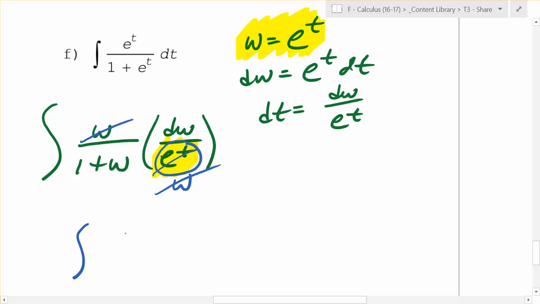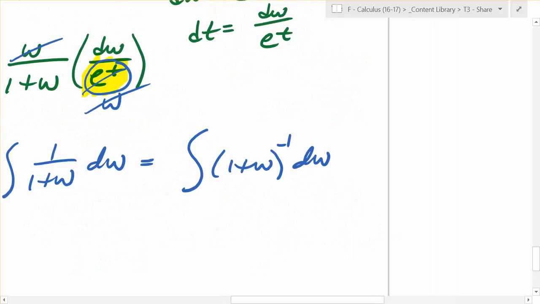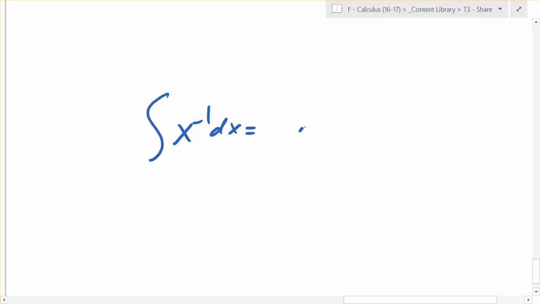The integral of what? dw over 1 plus w. So 1 over 1 plus w times what? dw over 1. So what is that? That is the integral of 1 plus w to the what power? Negative 1. Can you tell me what the integral of that is? If I just gave that to you right there without any preamble, you'd know instantly what the integral of that is. What's the integral of x to the negative 1, everybody? ln of the absolute value of x, plus c, right? You had to memorize that on a quiz and you were using it.